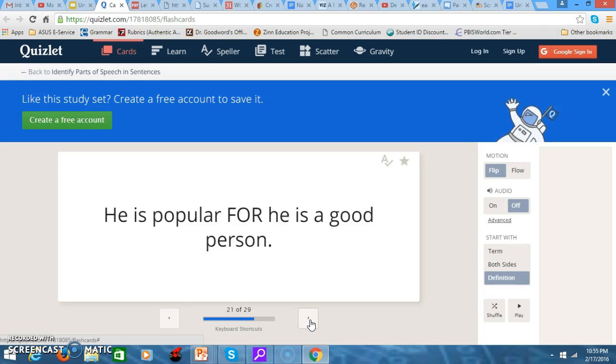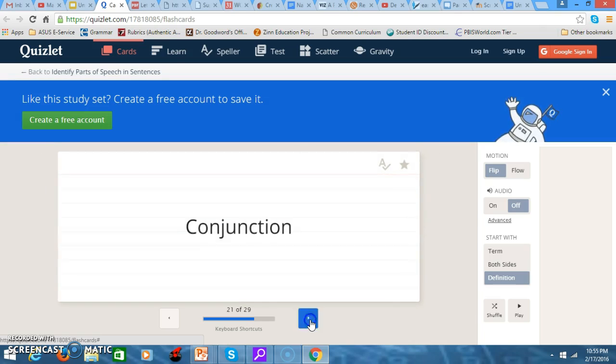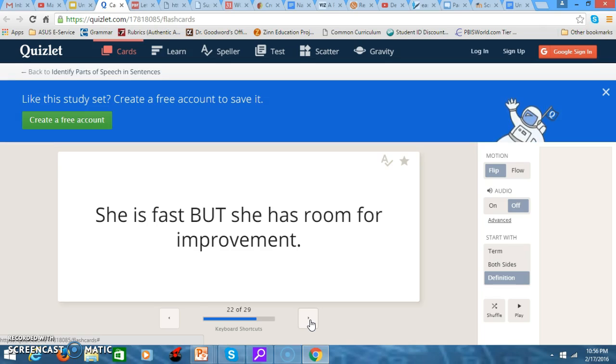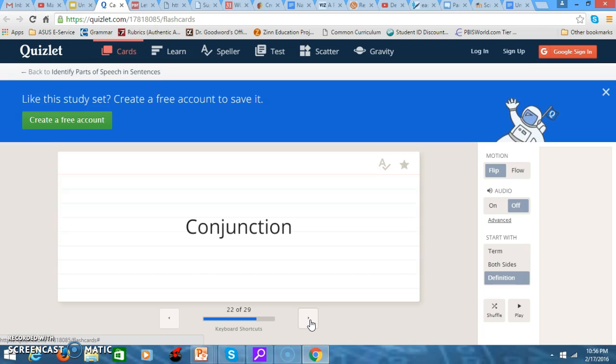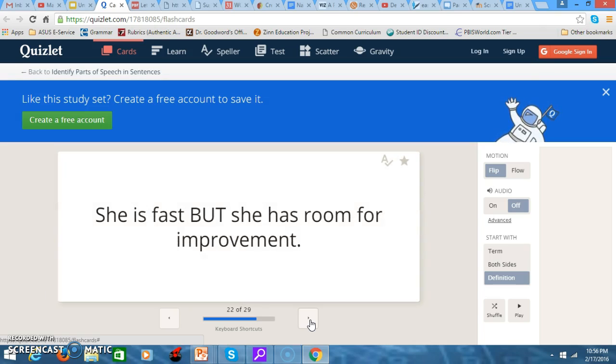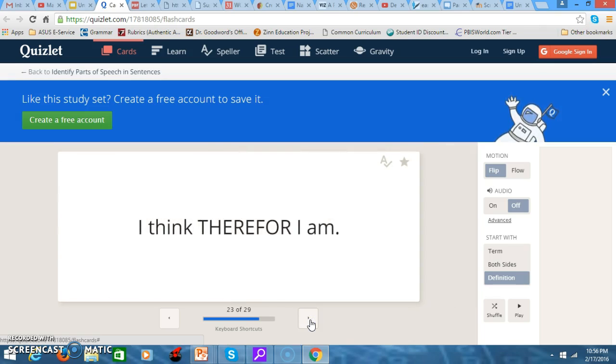For is in all caps. Which part of speech is it? Again, a conjunction. It looks like the word but is connecting two clauses, so that makes it a conjunction. She is fast is one clause. She has room for improvement is another clause. Two independent clauses connected by a conjunction. Therefore, another conjunction.